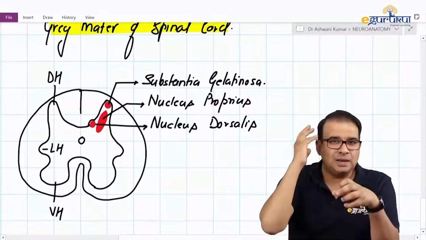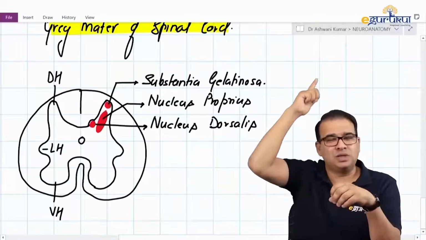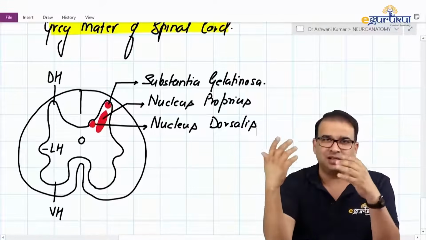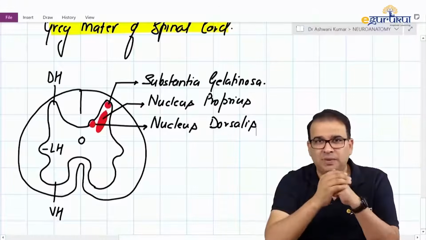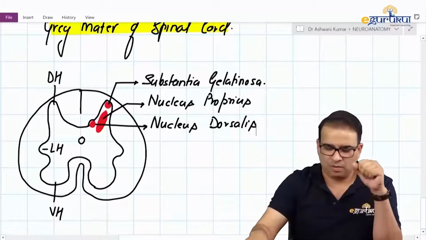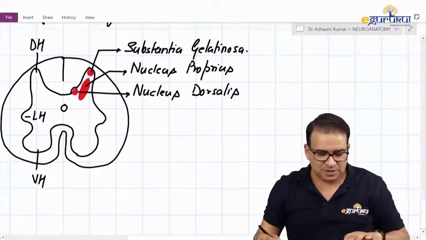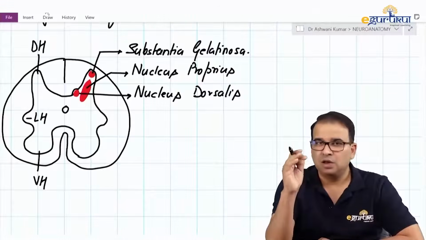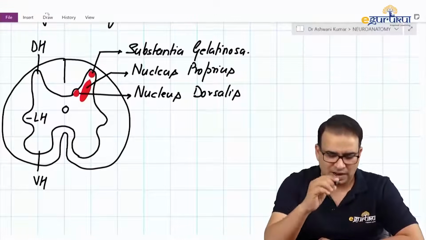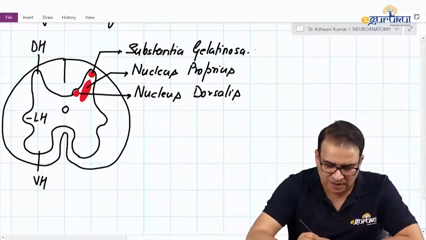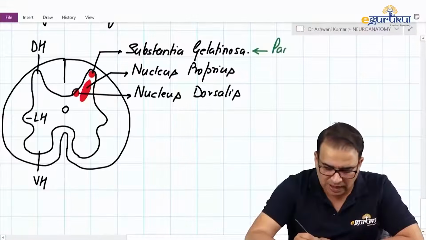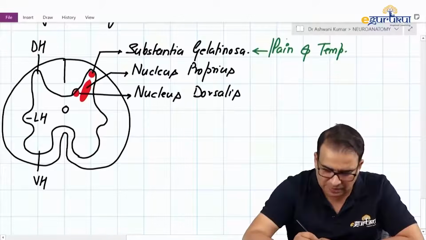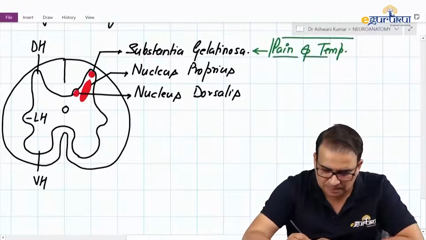Then they again relay in the thalamus, and the third order neuron will go into the cerebral hemisphere. So that's why we have an order neuron system taking the information to the different parts of the brain depending upon what tract we are talking about. So guys, the substantia gelatinosa has major relation with the spinothalamic tract. In fact, I would request you to remember it this way: pain and temperature mainly come into the spinothalamic tract.